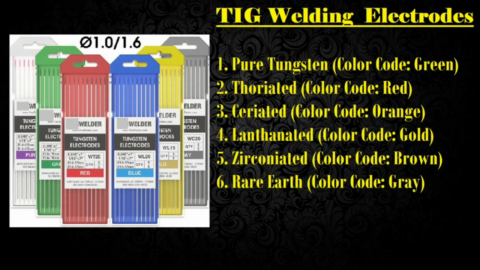Tungsten electrode. In TIG welding, we use a non-consumable electrode made of tungsten or tungsten alloy, due to its high temperature resistance capacity. The melting temperature of tungsten is approximately 3422 degrees centigrade, higher than any other metal. That's why we use the tungsten electrode.